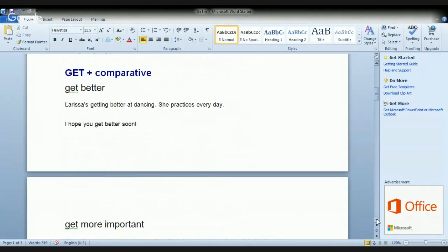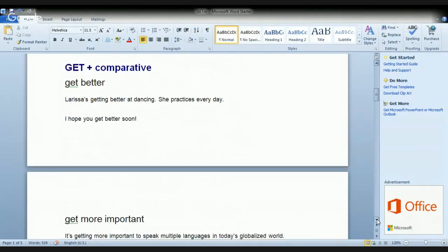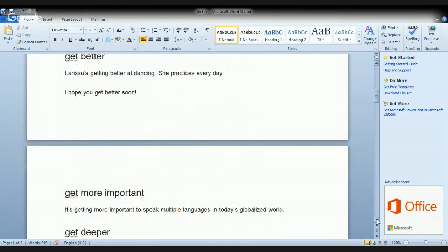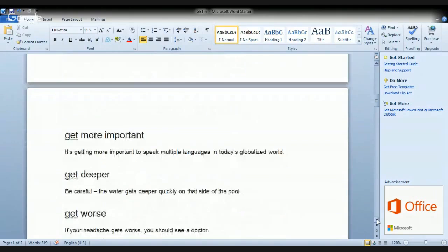Okay. Any questions here? So we have getting better. Okay for me. Okay, good. We're getting better at dancing, at something physical, and I hope you get better soon means that someone's probably ill or sick and needs to recuperate from that sickness or illness.